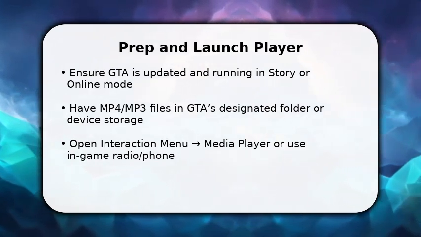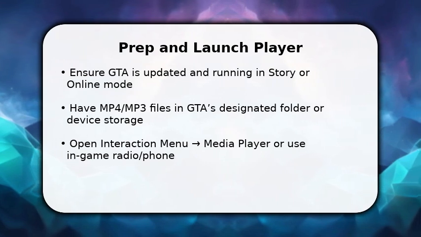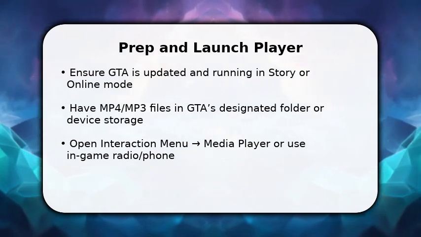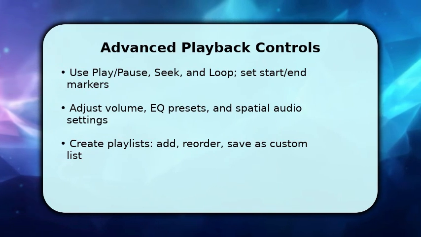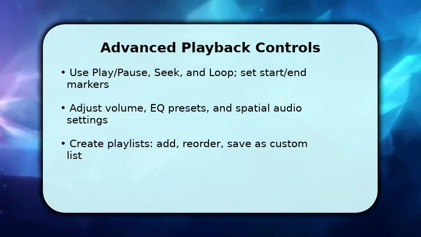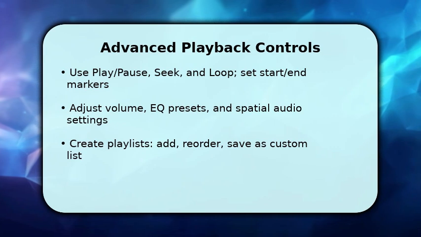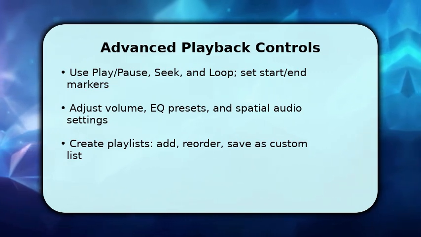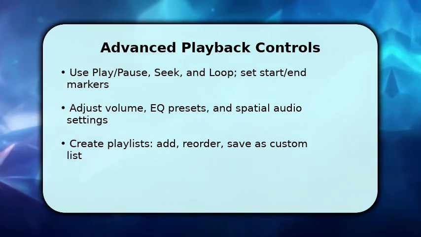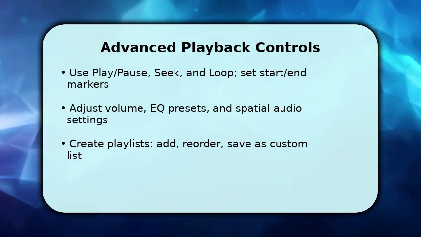You'll now fine-tune playback. Use play, pause, and seek to jump. Use loop or set start/end markers for repeat segments. Once you select a track, adjust volume and choose EQ presets to match ambience, rock, voice, or flat. If available, enable spatial audio so sound positions correctly in multiplayer.